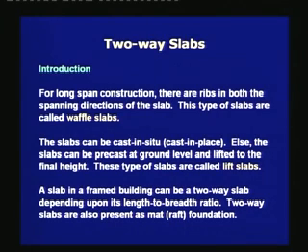A slab in a frame building can be a two-way slab depending upon its length to breadth ratio. Two-way slabs are also present as mat or raft foundation. That means, given a building plan, first as a designer we have to identify which slabs are one-way slabs and which slabs are two-way slabs. If the slabs are supported on all the four sides, then the decision is based on the length to breadth ratio.